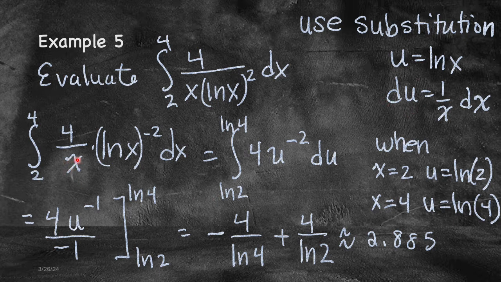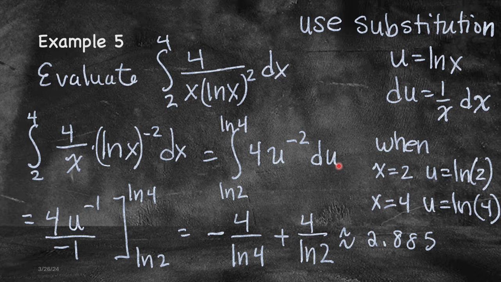So this x in the denominator and this dx is going to get replaced with du. This 4 is just a factor that we can carry along, so this 4 remains here. Now I have u to the -2, and then the x in the denominator and the dx is replaced with du.